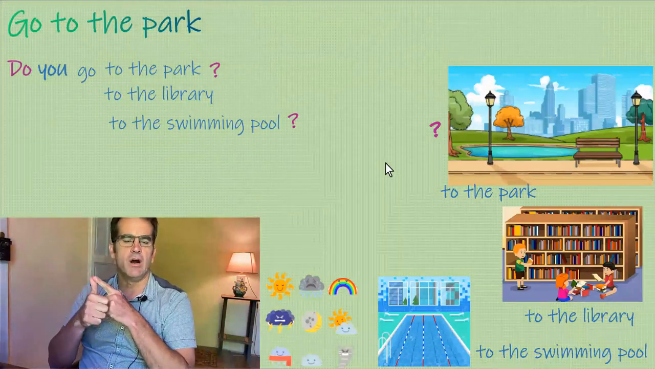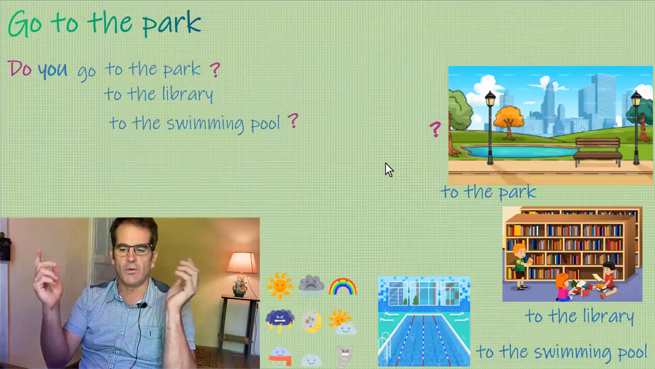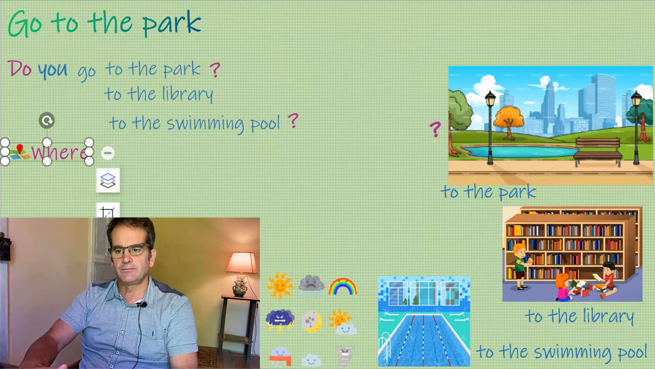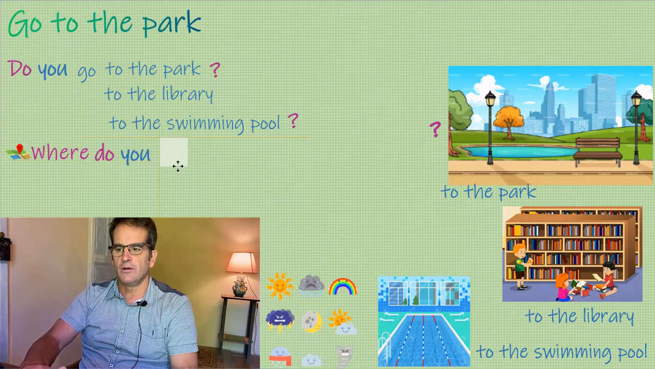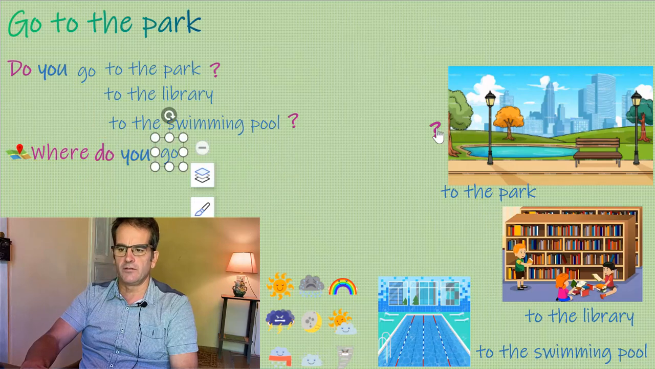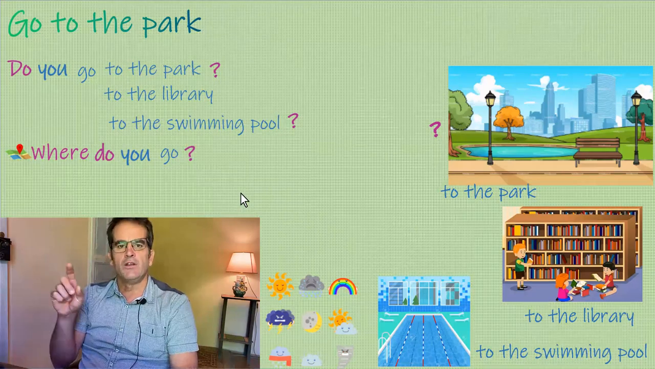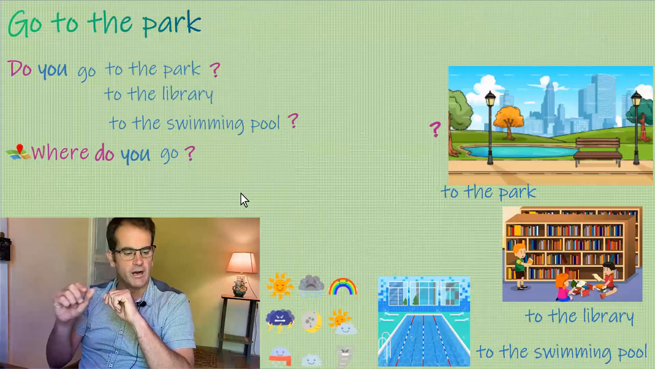Do you go to the park, or do you go to the swimming pool? Where do you go? Okay, let me just write that. Where do you go? The library, the swimming pool, or the park? Well, you don't go to the swimming pool. You don't go to the library. You go to the park.